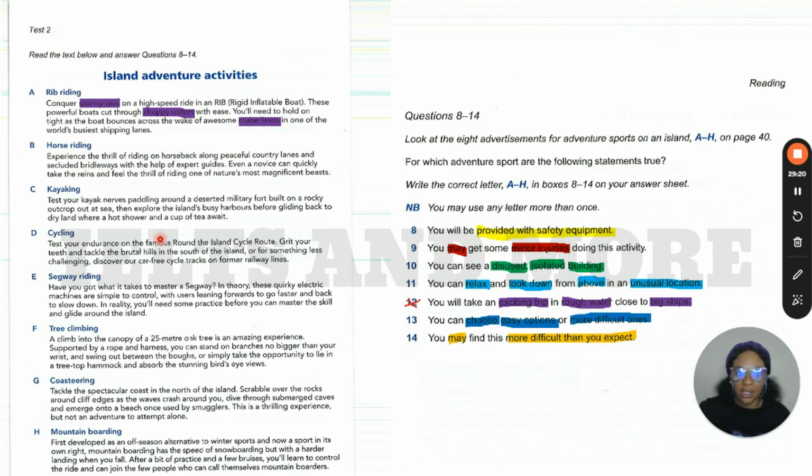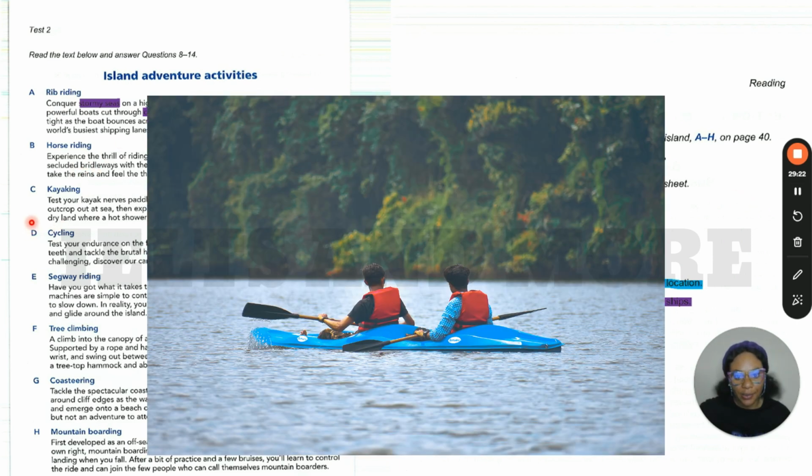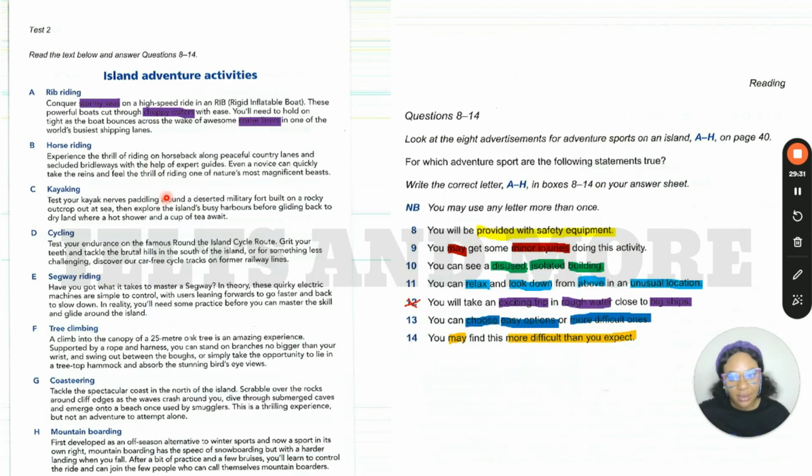Okay. We move to C, which is what? Kayaking. Test your kayak nerves paddling around a deserted, yes, I know that I came across this word somewhere, a deserted military fort.